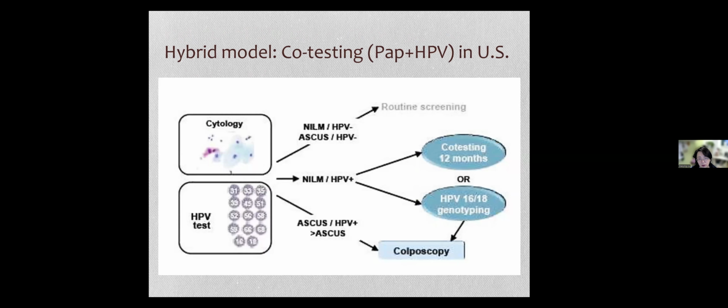So this is a hybrid model. What we do, if we use co-testing, you order a Pap test and HPV. If Pap is negative and HPV is negative, that's routine. If it's ASCUS with HPV negative, it is still routine, and if Pap negative, HPV positive, then you do co-testing in 12 months or genotyping. And if you have ASCUS plus HPV positive, then you go to colposcopy.